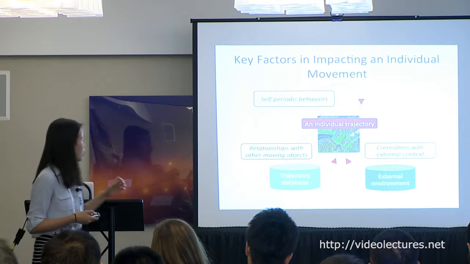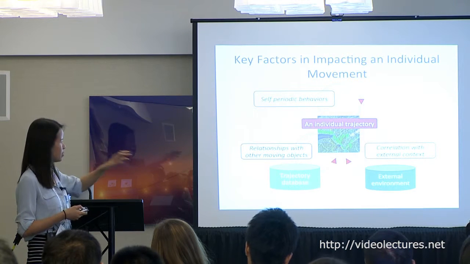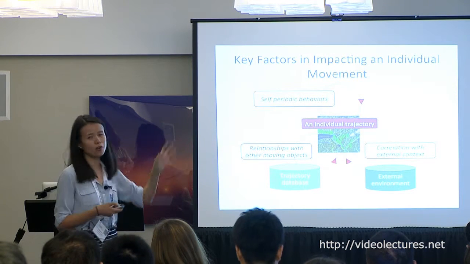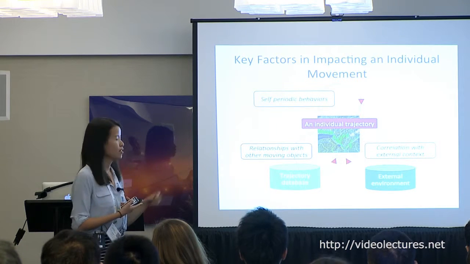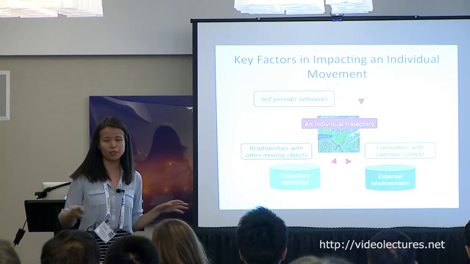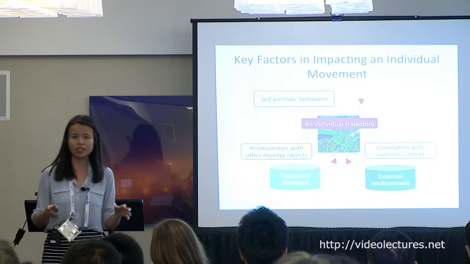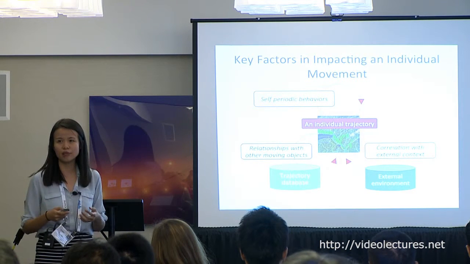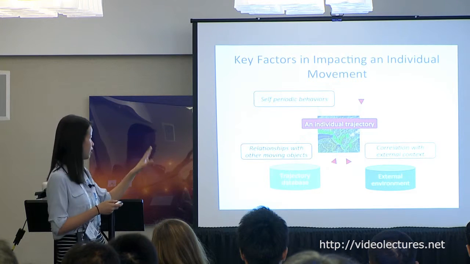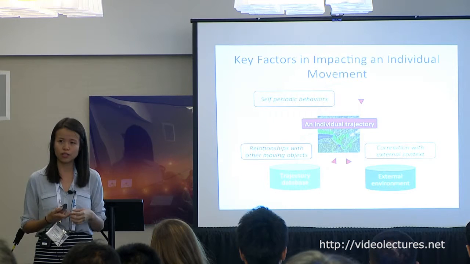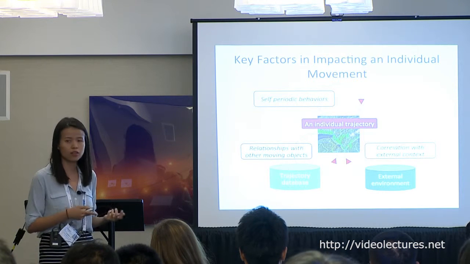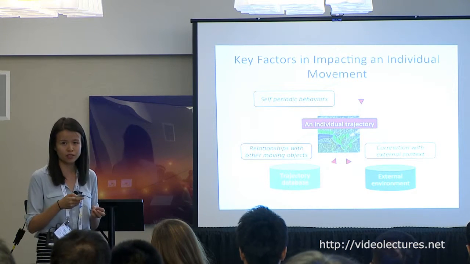Right? So I want to categorize in these three directions because in one direction you only need one individual's data. You can study the routine behavior. For the second one, you need other moving objects' data, so it's more like a collection of trajectories. You study the relationships. And the third key component is you do not only need the trajectory data, but you also need external context data to understand the trajectory.